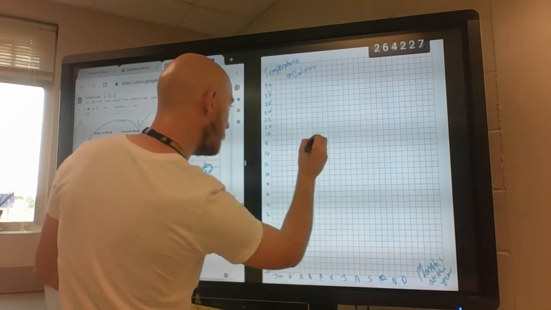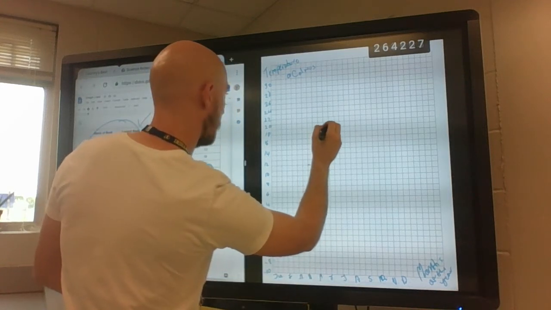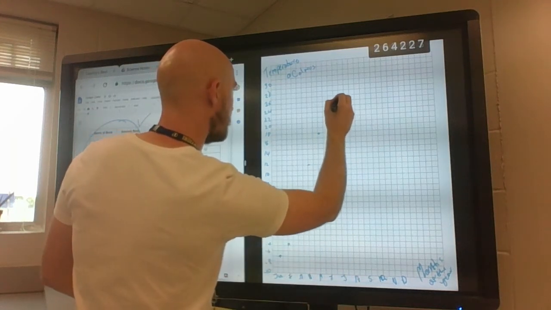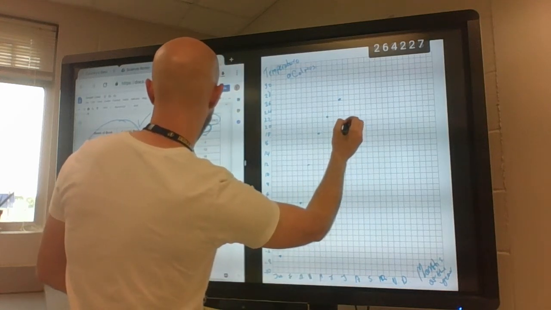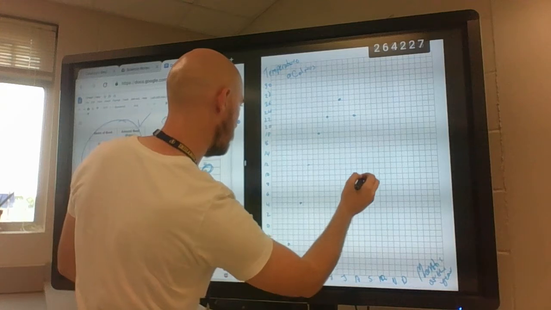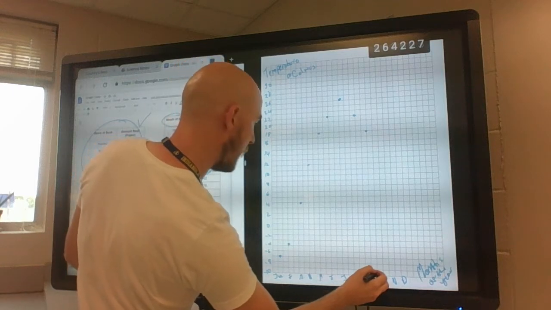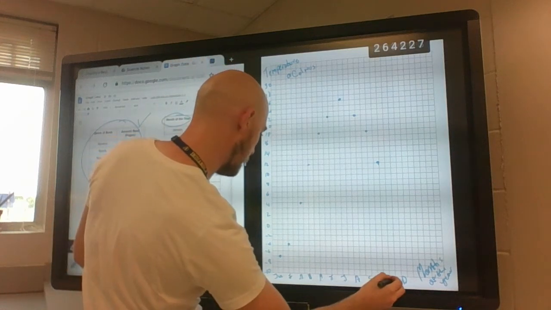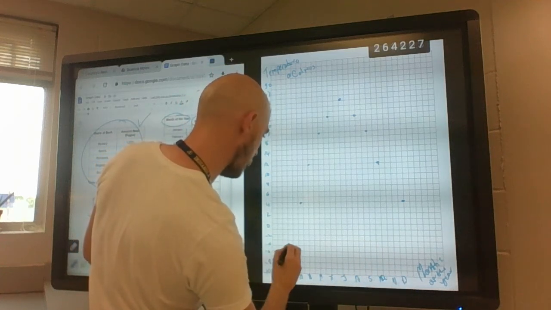May is at 18. June is at 22. July is at 26. And notice that's our hottest month. So after this, we're going to start going back down. August is at 22. September is at 18. October is at 12. November is at 4. And finally, December is at -4.